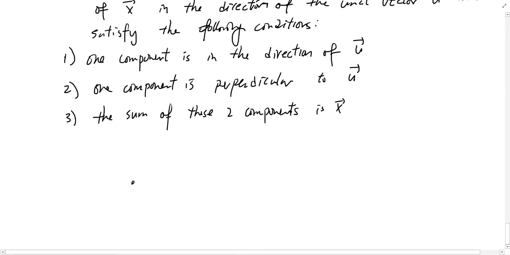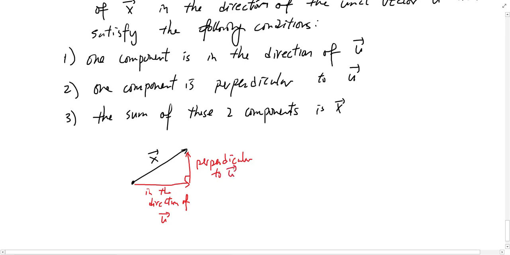Suppose I have this vector, which is vector x. Then what I want to do is to break this vector x apart into two components. One of them goes in the direction of u, and then the other one is perpendicular to the direction u.